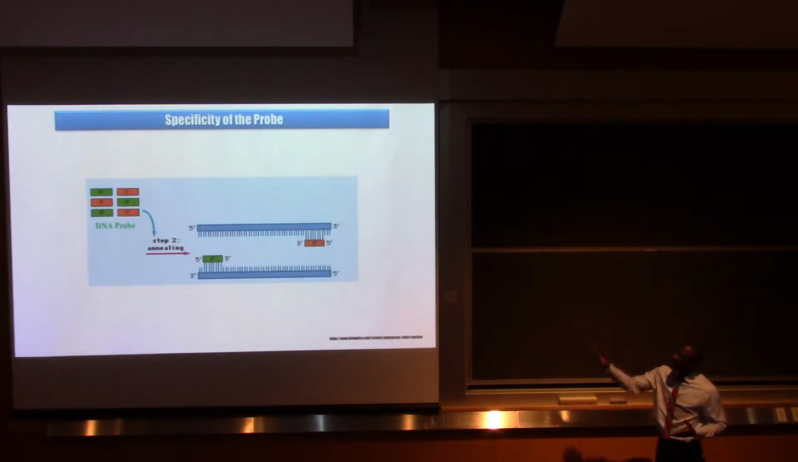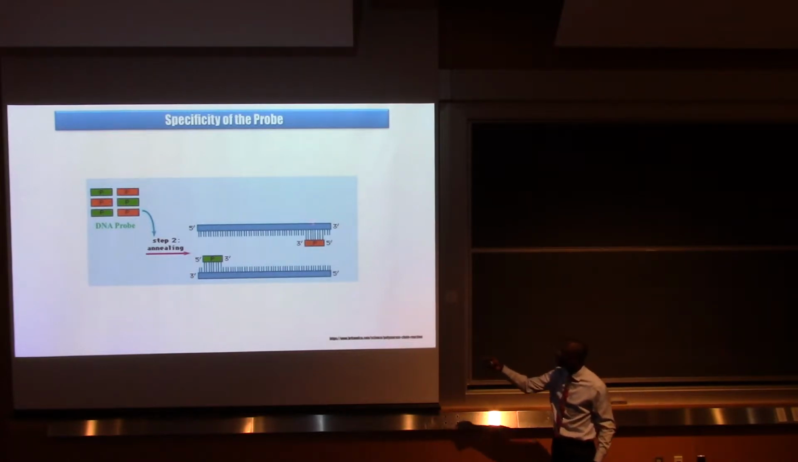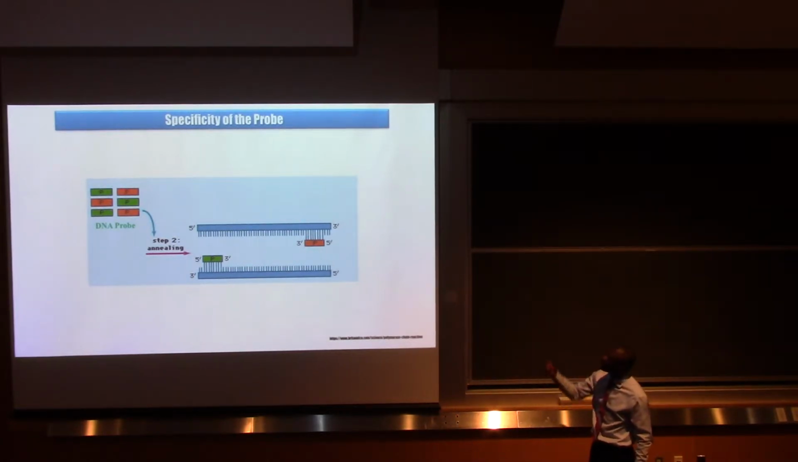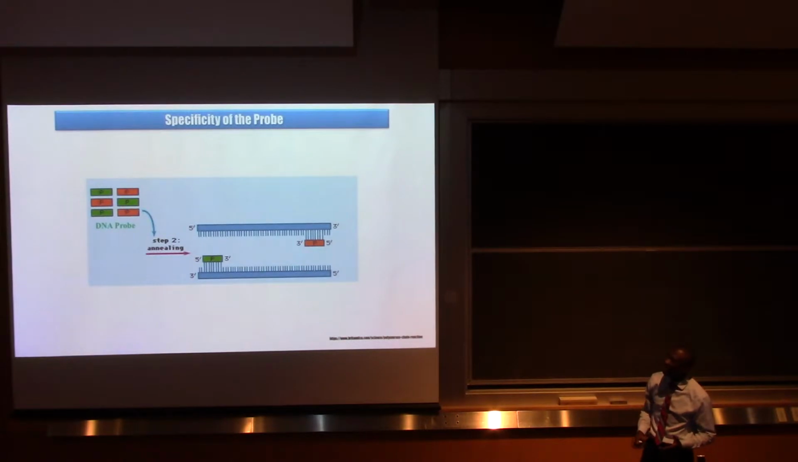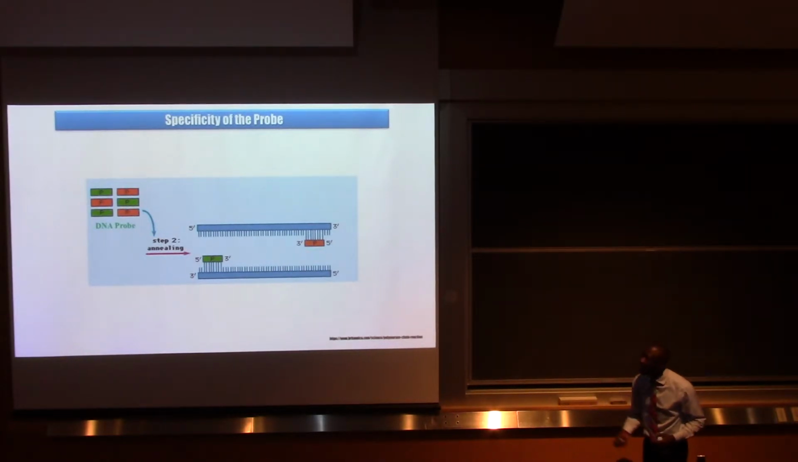The annealing step is the step that tells us whether the probe is specific or not. If the probe is specific, it attaches to a specific point on the sequence on the single-strand DNA. But if the probe is not specific, it attaches to different sequences on the single-strand DNA as you vary the temperature of the annealing step.